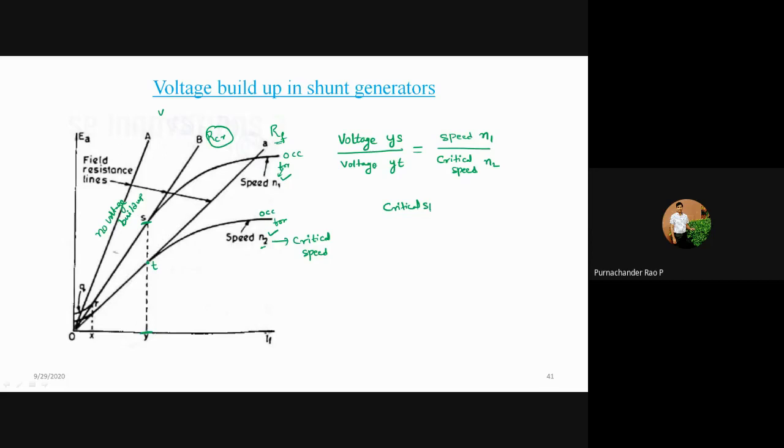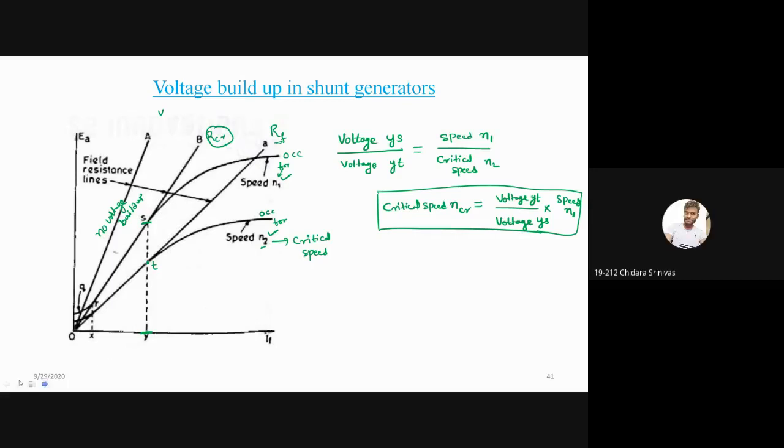Therefore with this we can find out the critical speed ncr. This will be equal to the voltage Yt divided by the voltage Ys, into the speed n1. So this is the formula to be used for calculating the critical speed of a particular generator. Is it clear?